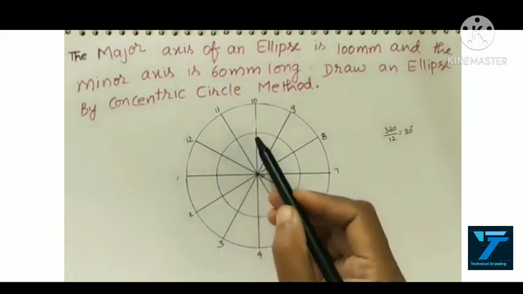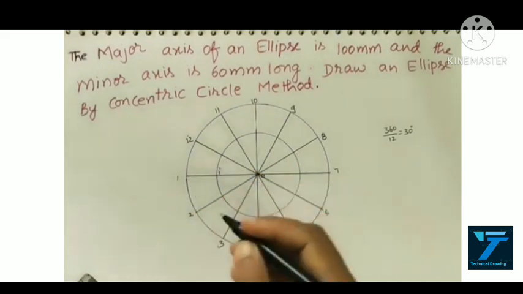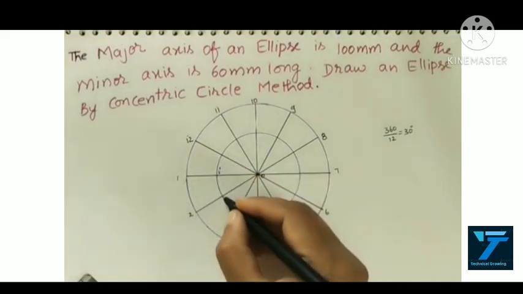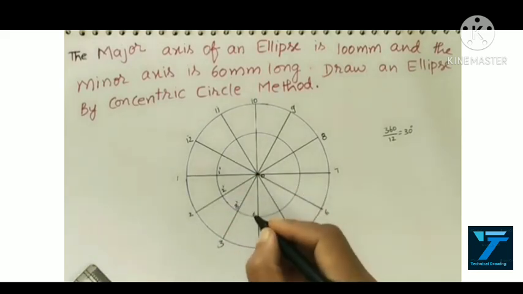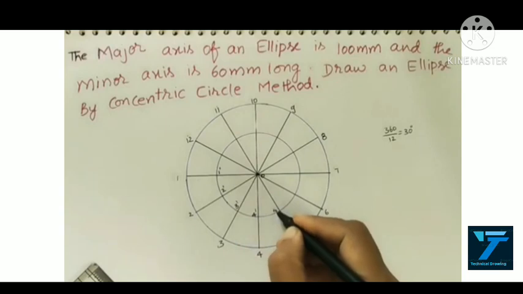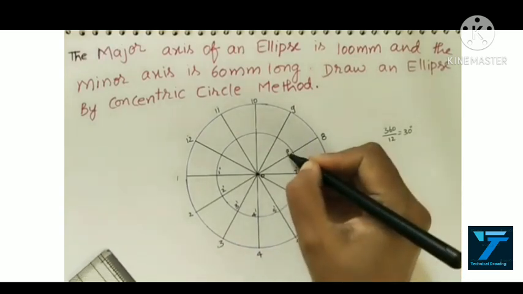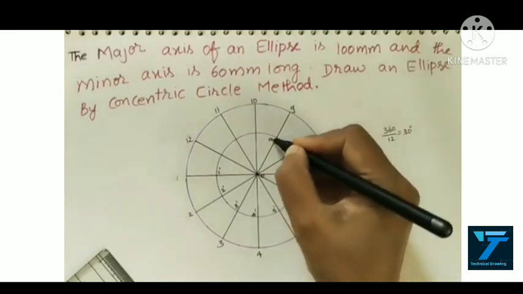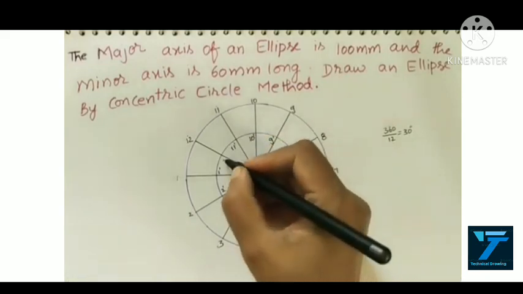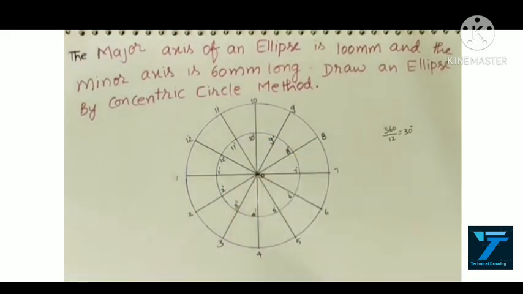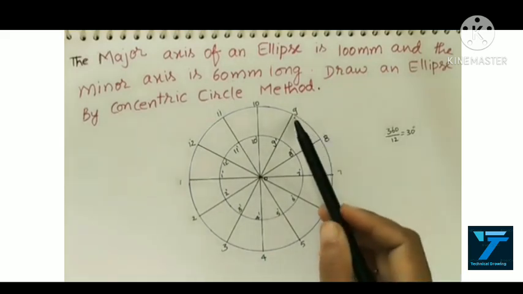At these intersection points also give the numbering. For the first line, I am giving 1 dash. For the second line, the intersection point is 2 dash. For the third line, 3 dash, 4 dash, 5 dash, 6 dash, 7 dash, 8 dash. For the ninth line, 9 dash, for the 10th, 10 dash, 11 dash, and here 12 dash.